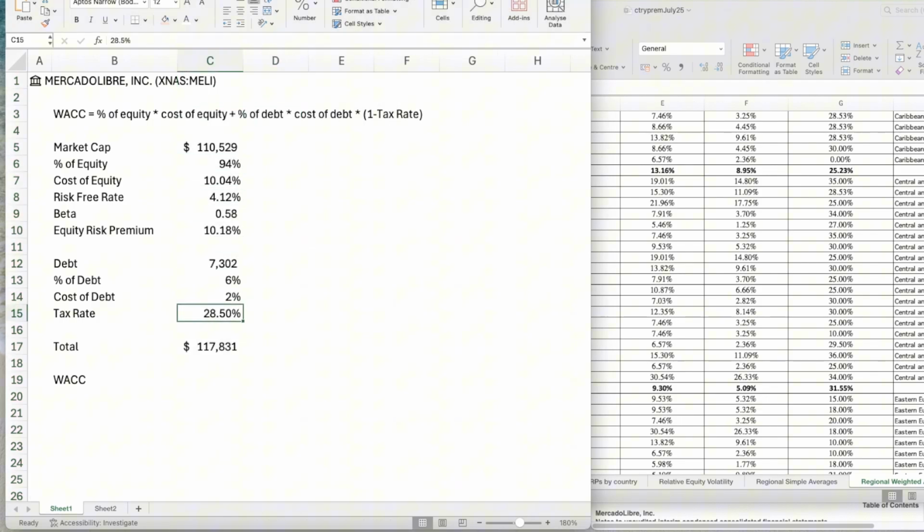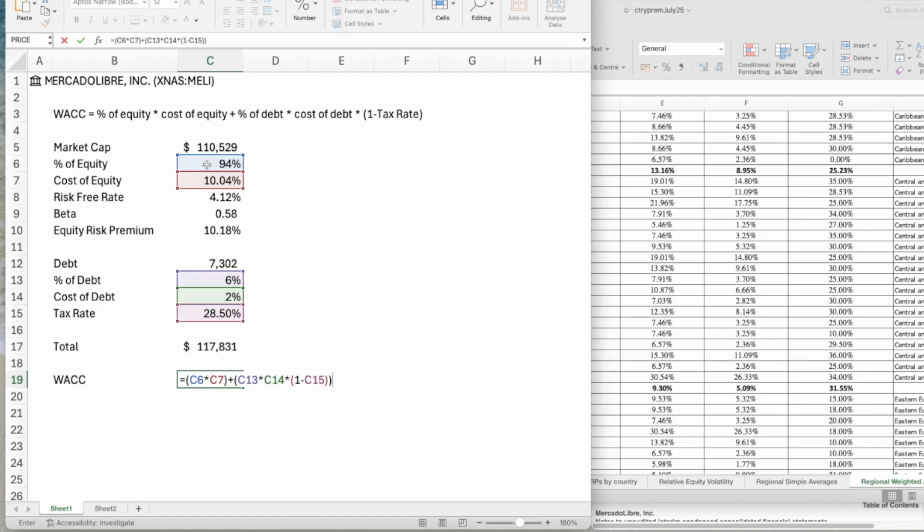Okay, now we have everything we need to calculate our WACC. So we're going to use this formula. The WACC equals the percentage of equity multiplied by the cost of equity plus the percentage of debt multiplied by the cost of debt multiplied by 1 minus the tax rate. So let's begin. Let's put the first part in brackets, the percentage of equity multiplied by the cost of equity, plus the percentage of debt multiplied by the cost of debt multiplied by 1 minus the tax rate.